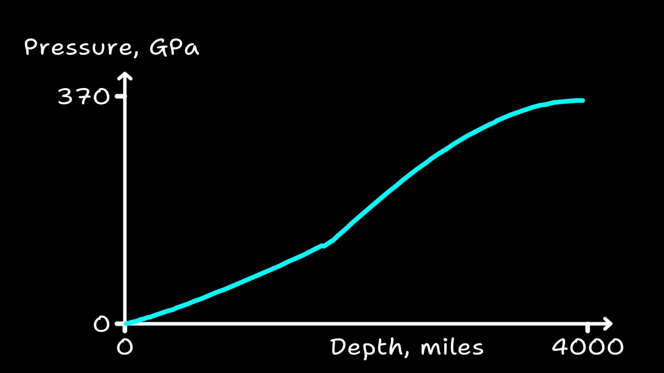Now going back to our graph of pressure against depth, if I draw a line at 1,000 miles, we can see the pressure is around 70 gigapascals, 7 times more than a 1 megaton nuclear explosion. So that's going to be challenging. So that's pressure. Now let's look at temperature.